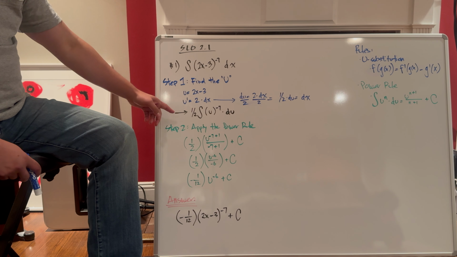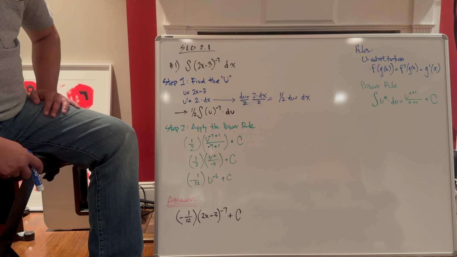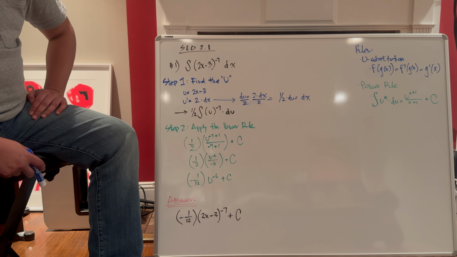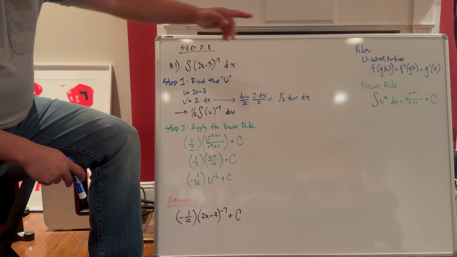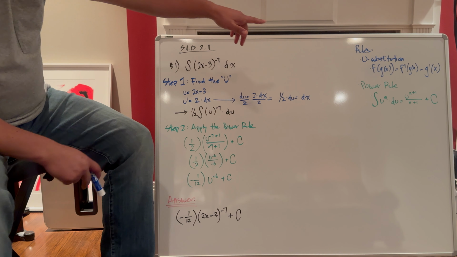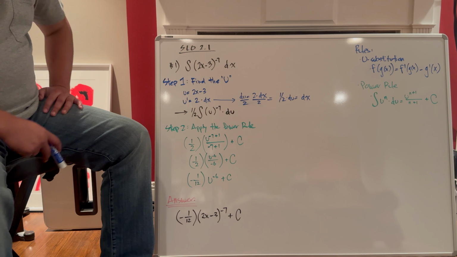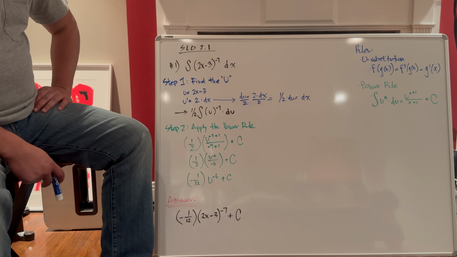So anyhow, apply the power rule, which is u to the n plus 1 divided by n plus 1. And I have them listed over here. I have the u substitution function and the power rule listed here. So u to the n plus 1 divided by n plus 1 plus c, which gives us our constant.